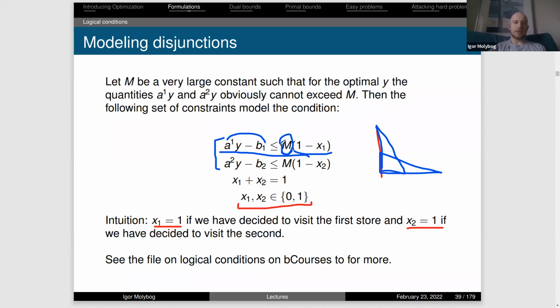So if x1 is equal to 1, this constraint is acting. If x1 is equal to 0, this constraint is trivial. The same thing is true for the second constraint. Therefore, and we also know that only one of x1 and x2 is equal to 1, because x1 plus x2 is equal to 1. So we essentially have represented the logical statement of a union of two sets.